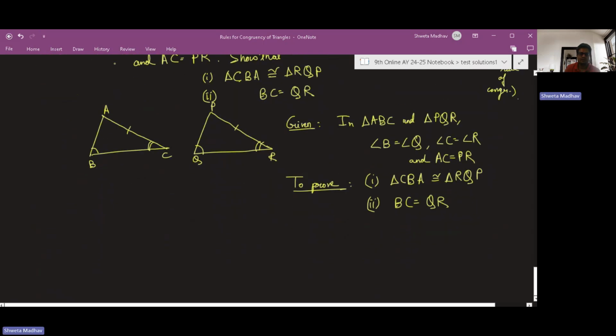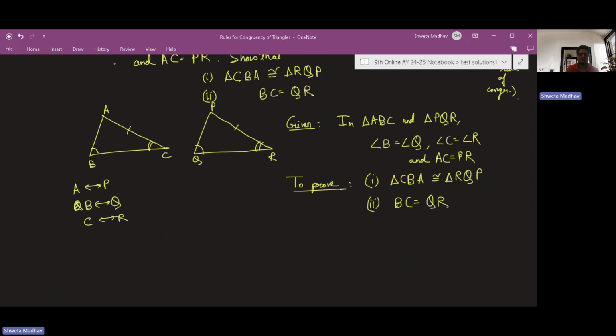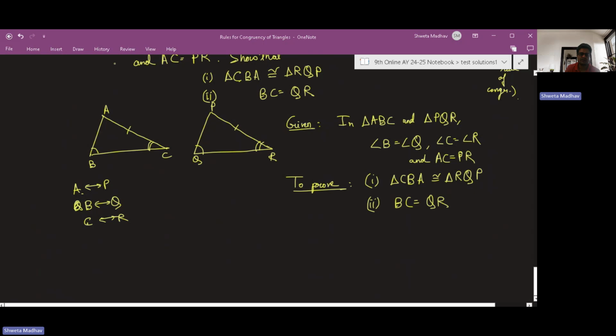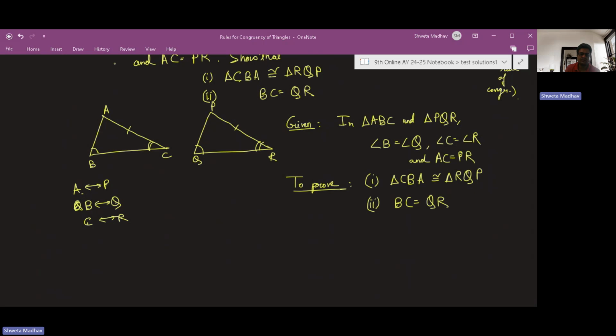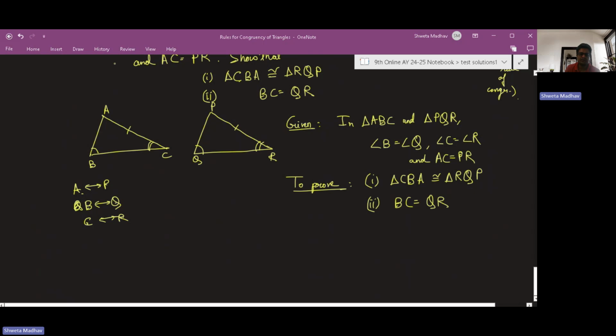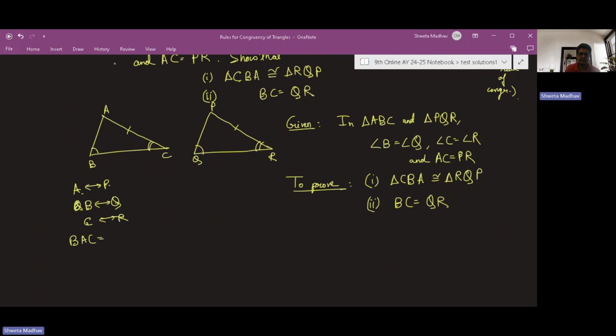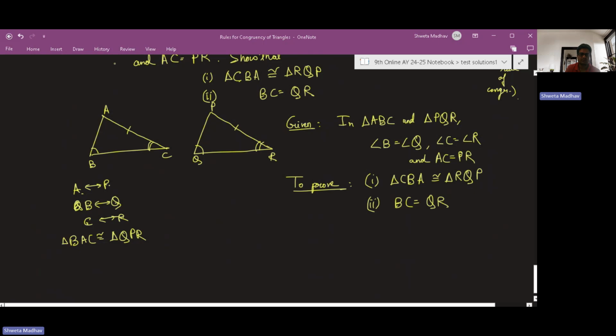Here, as you can see, the vertex A corresponds to the vertex P, vertex B corresponds to vertex Q, and vertex C corresponds to vertex R. So when we say triangle ABC, then we have to say triangle PQR. And when we say triangle CBA, then we have to say triangle RQP. Suppose we say triangle BAC, then it will be congruent to triangle QPR, since we have to use the same order of correspondence.